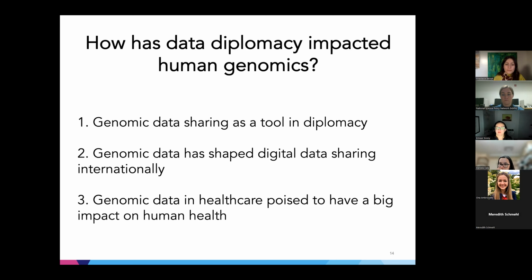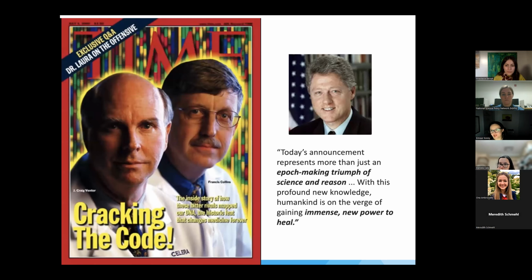So one of the most famous examples in the field of genomics is actually around the sequencing of the first draft of the human genome sequence. So this was announced as a major achievement. It was during the era of President Clinton's presidency. And it was touted really in grandiose terms as an epoch-making triumph of science and reason, that this new technology and the knowledge that will come from it will gain immense new power to heal humans.